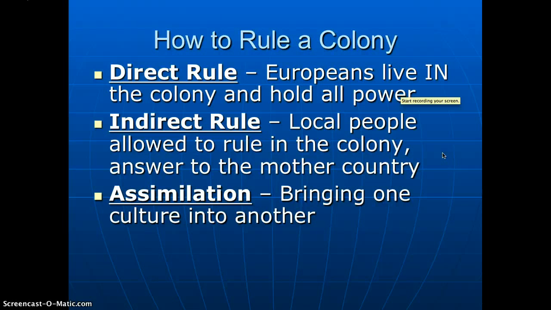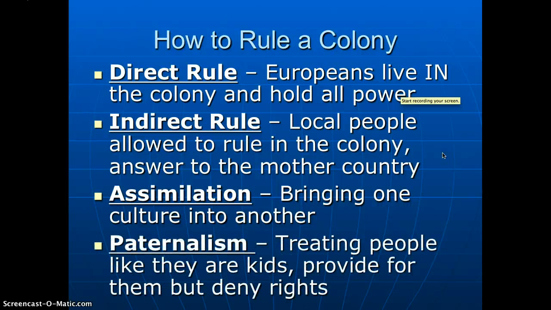In Algeria, for example, the French tried to assimilate Algerians into French culture, and they are met with resistance. And then there's paternalism, which is when you treat the people of the colonies like they're kids who don't know any better, and the mother country is a parent who provides for them, barely, but denies them rights because they just don't know what they're doing.